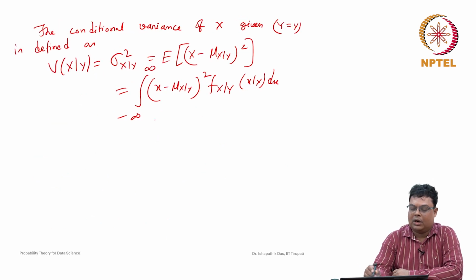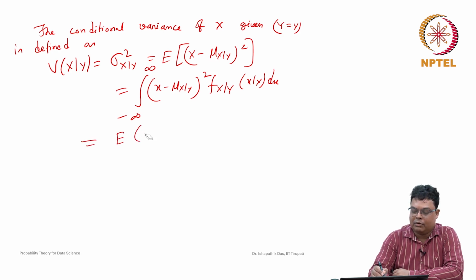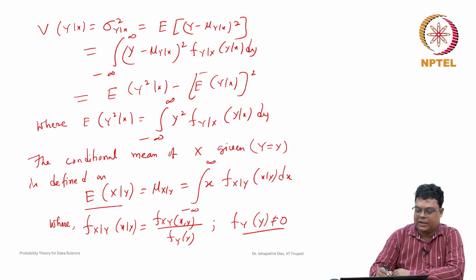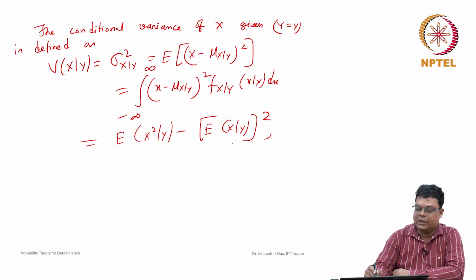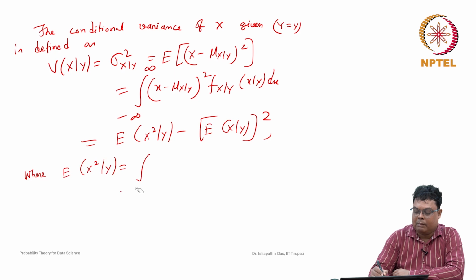Because this is a little difficult to compute, we will use a simplified formula. It is the expected value of x square given y minus the square of the expected value of x given y. The expected value of x given y is already defined as mu of x given y, the conditional mean. This is the second order conditional moment, where the expected value of x square given y is the integral from minus infinity to plus infinity of x square times the conditional density function of x given y, dx.